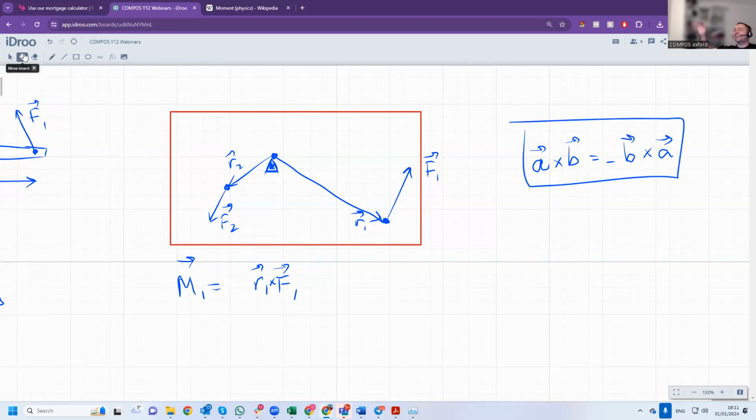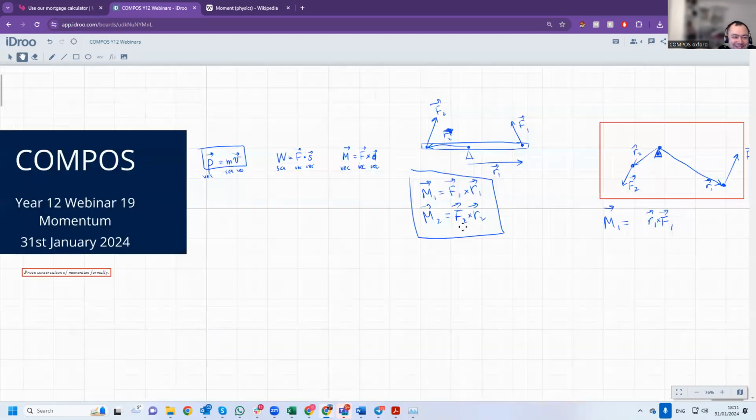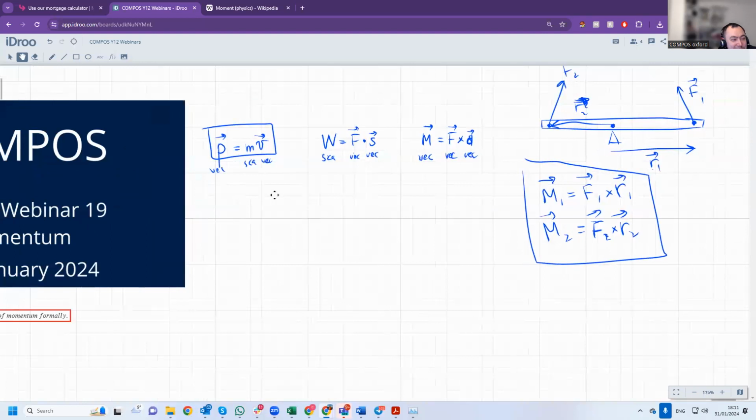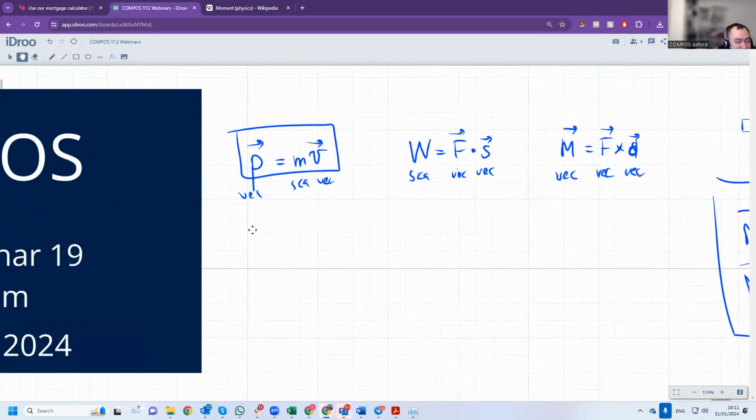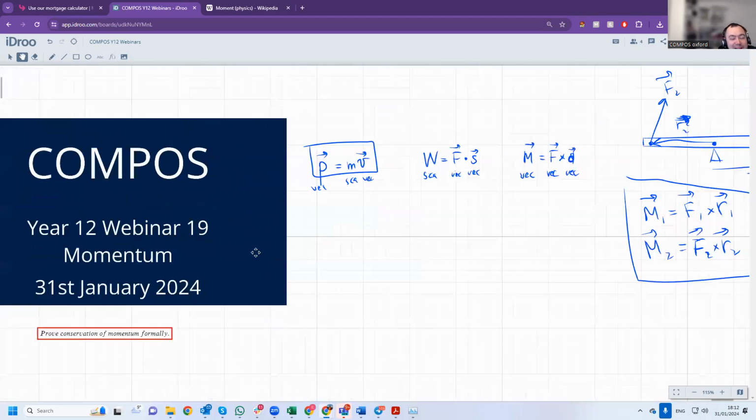I mean, look, I can go on forever. I can do a whole session on this, but let's not go into that. The point I was making is that momentum is a vector quantity. And we know that because mass is scalar and v is vector, so it has to be a vector.